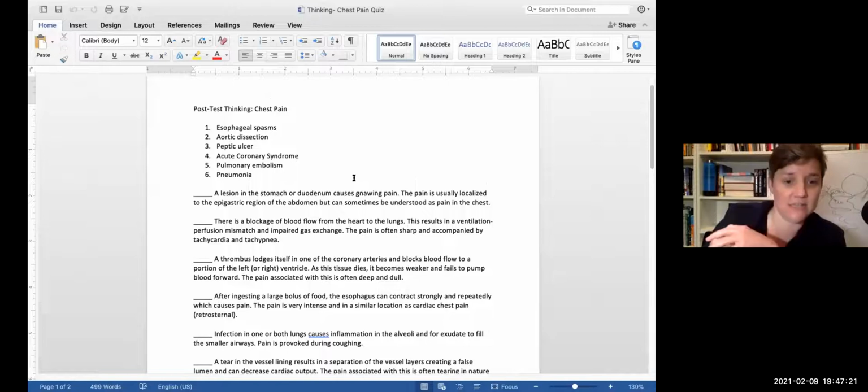The next one says infection in one or both lungs causes inflammation to the alveoli, and for exudate. Exudate is like pus that's coming out of cells to fill the smaller airways. Pain is provoked during coughing. Pneumonia.